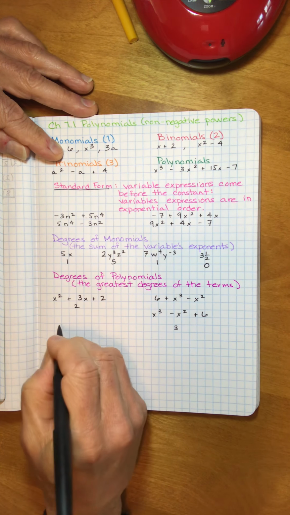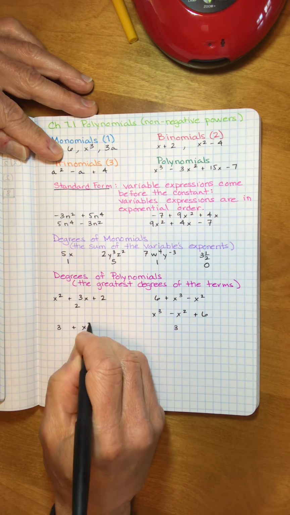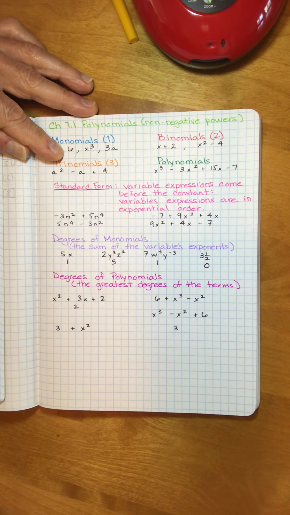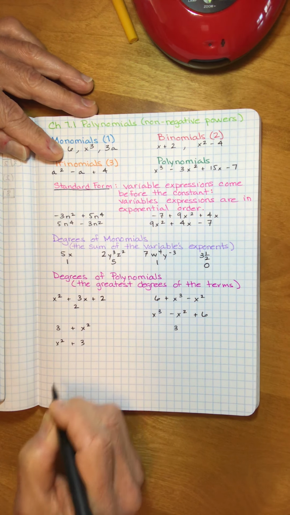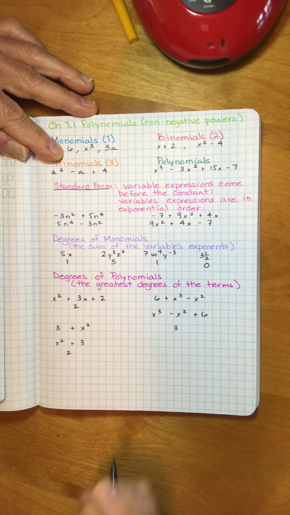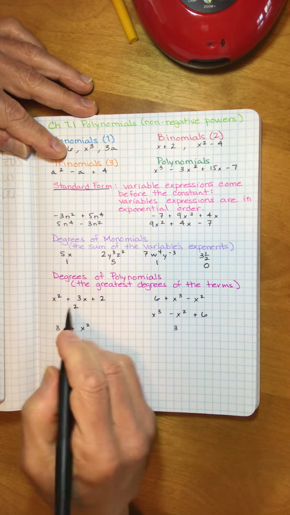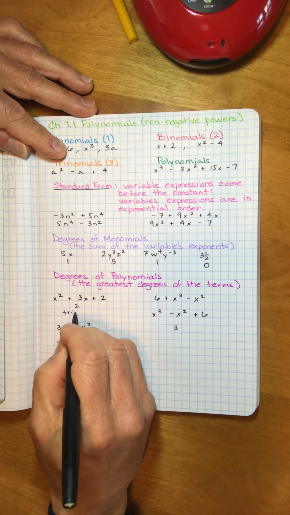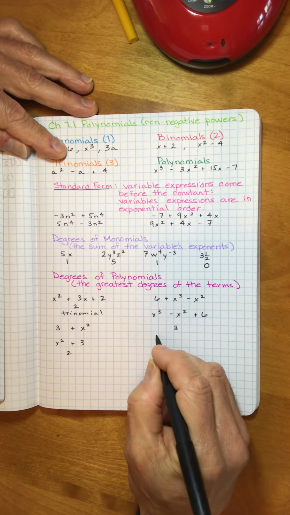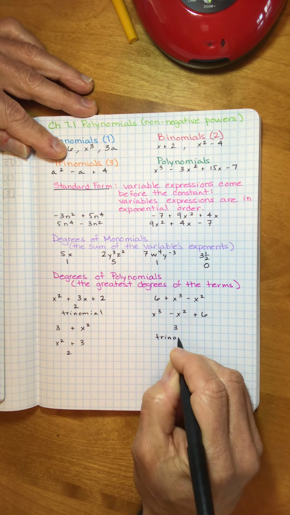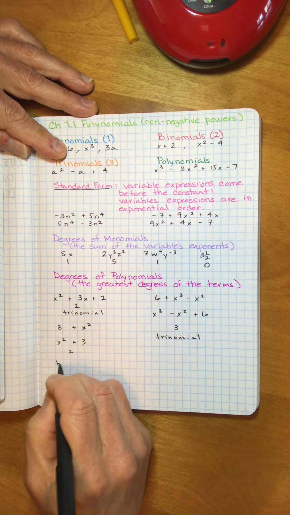And my last example, we're going to keep it simple. We're going to go with 3 plus x squared, and so the correct standard form for this will be x squared plus 3. And this is a 2nd degree polynomial. The only other thing I want to add is this would be classified as a trinomial. This would also be classified as a trinomial. And this would be classified as a binomial.